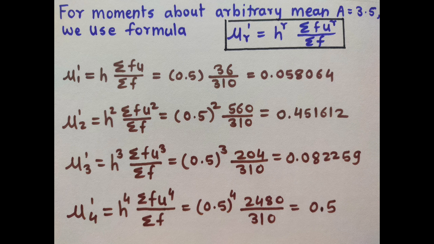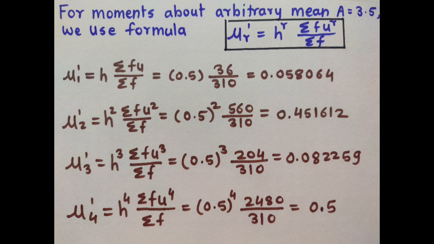For finding moments about arbitrary mean, we use the formula mu r dash is equal to h raised to r, summation fu raised to r upon summation f. In the previous slide, we discussed the values of summation fu raised to r and summation f.